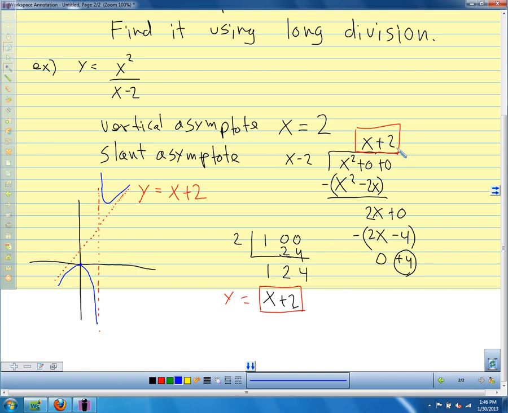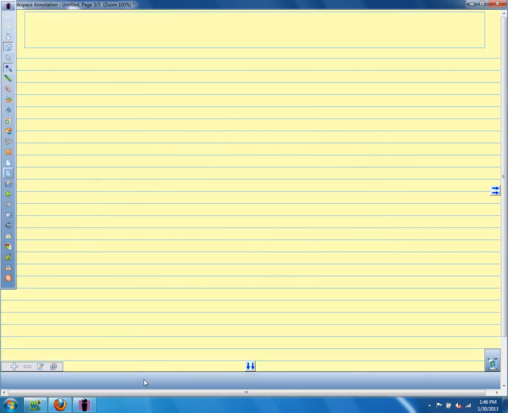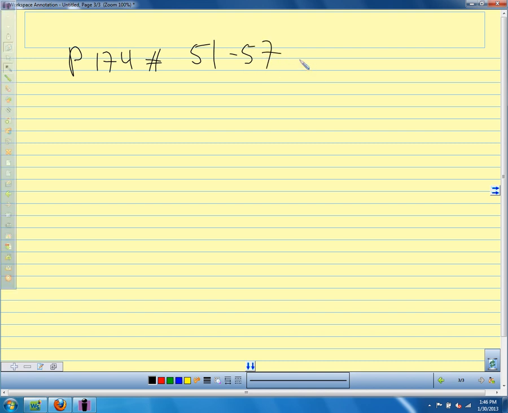All right. So today, I'm going to give you the problems that we skipped from yesterday. So page 174, number 51 through 57, odd, and I have this rational function worksheet. So both of those are your homework. How many questions are there on that? Some of them are multiple choice. A lot of them are multiple choice, and there are 27.